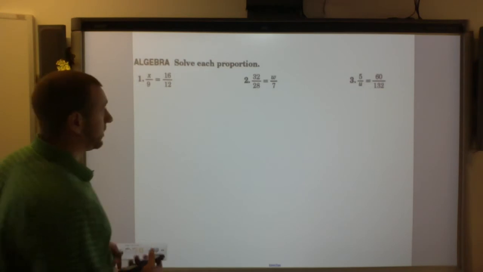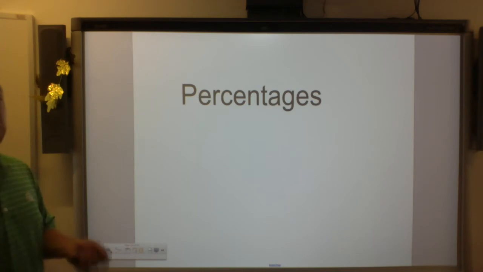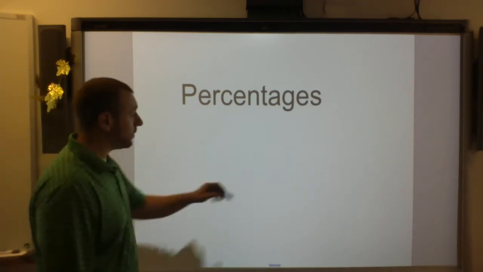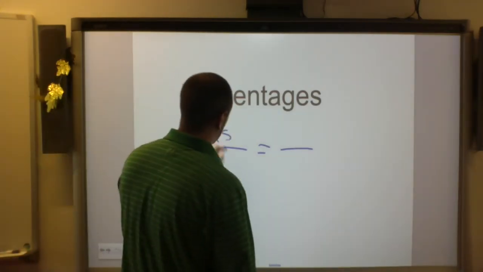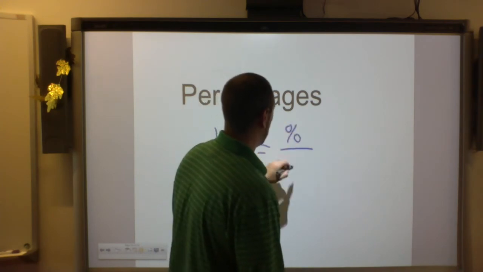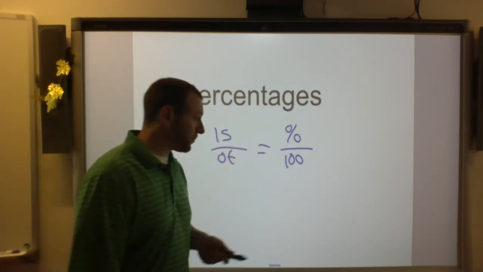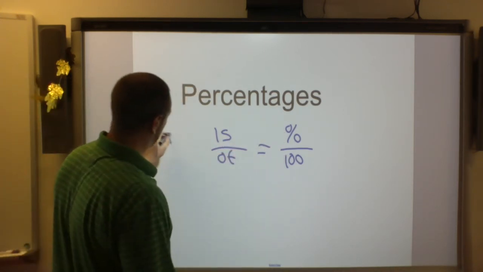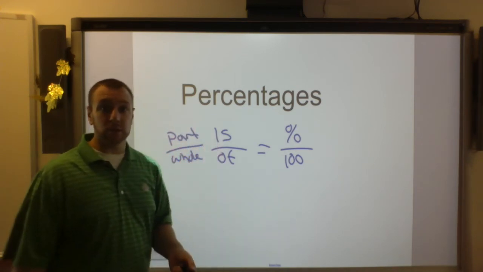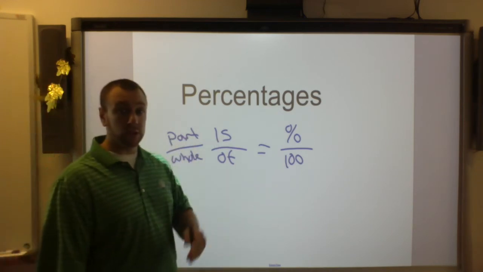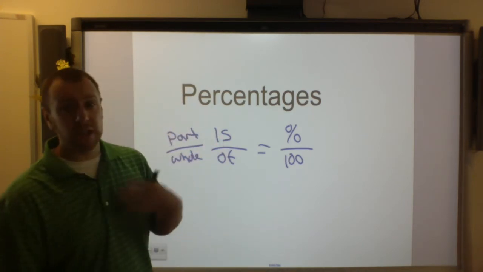Now, the most common thing with these problems are percentages. We use the same proportion setup, except I use what we call is over of equals percent over 100. Because percentages are out of 100. So what this is, it says part over whole. Is another way of writing is over of. Part over whole equals percent over 100. Percentage is out of 100. So we set up these percentages so we can solve.